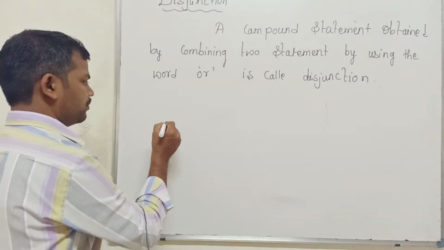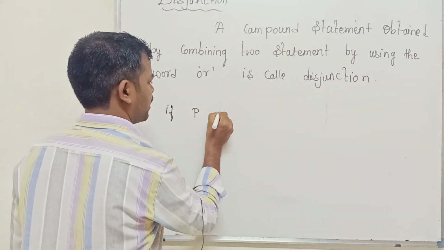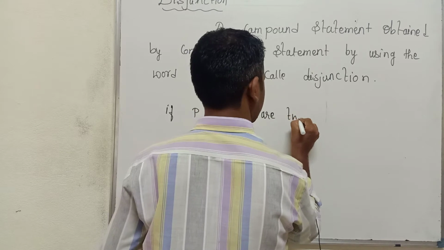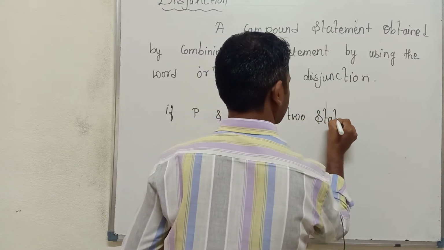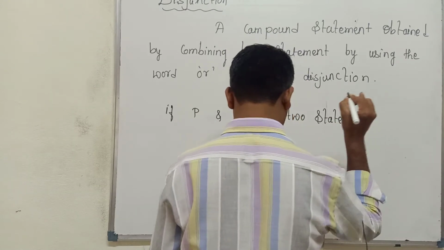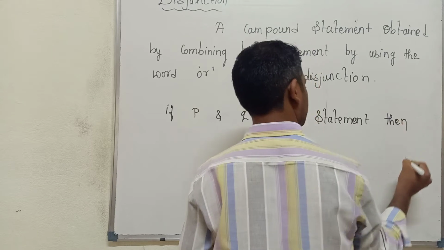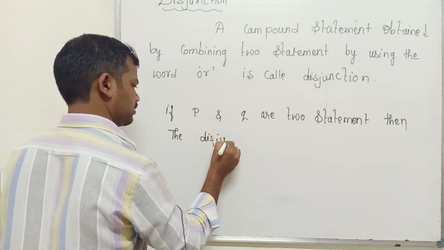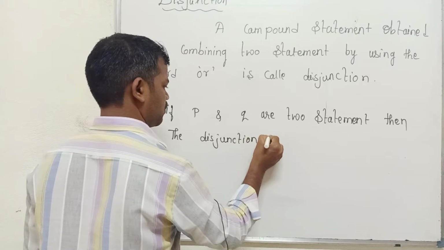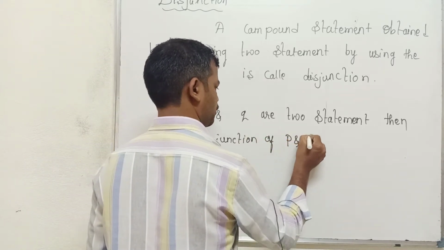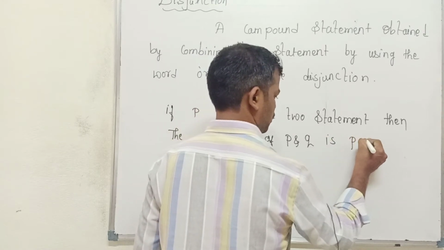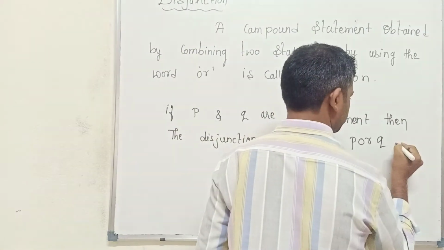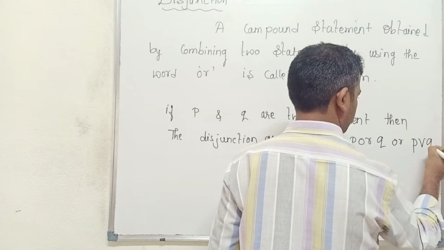Next we move to its truth value. So how is it indicated? If P and Q are two statements, then the disjunction of P and Q is P or Q. Symbolically we write P or Q.